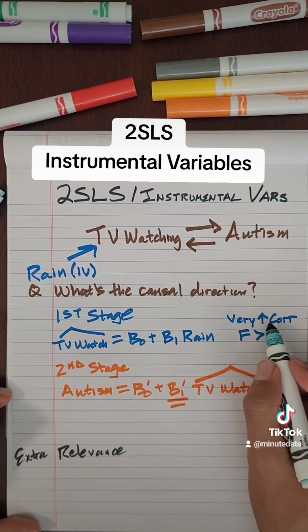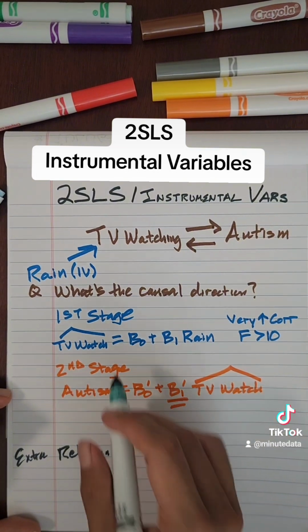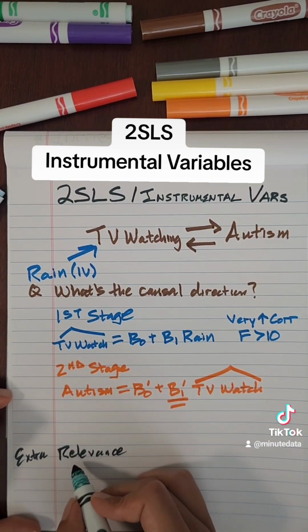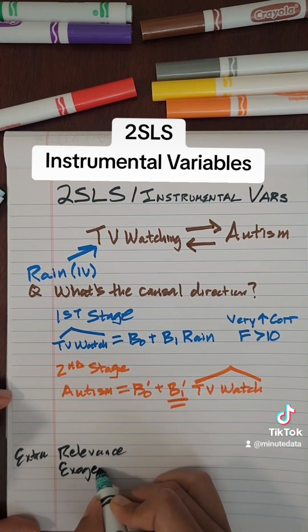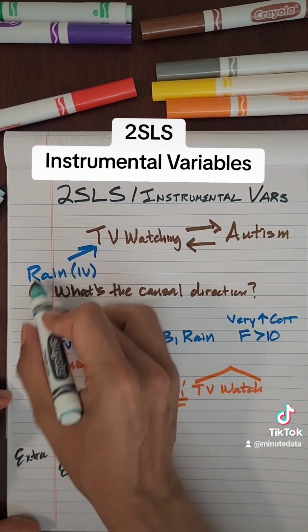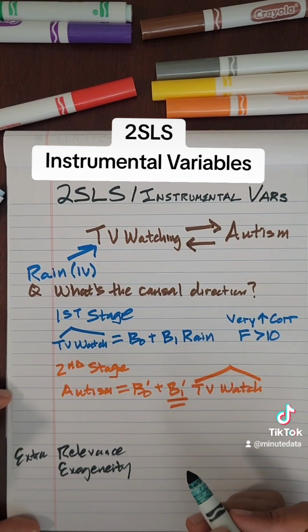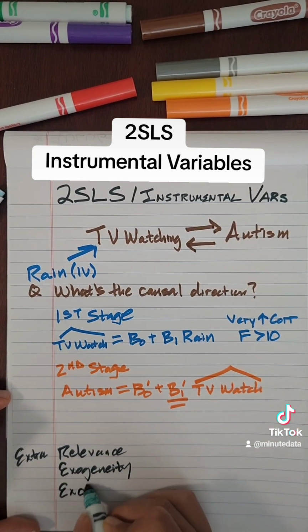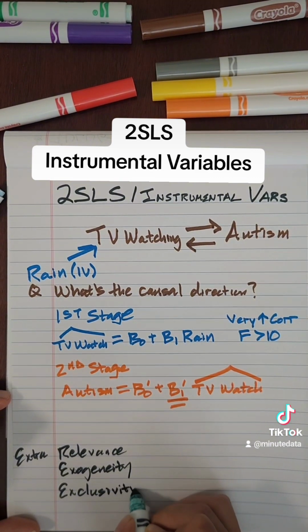In terms of extra material, there's relevance, which is that very high correlation between your instrumental variable and the endogenous variable, and then exogeneity. We're just saying, hey, your rain should not be correlated with your outcome variable. And then exclusivity, also in the same ballpark as exogeneity as well.